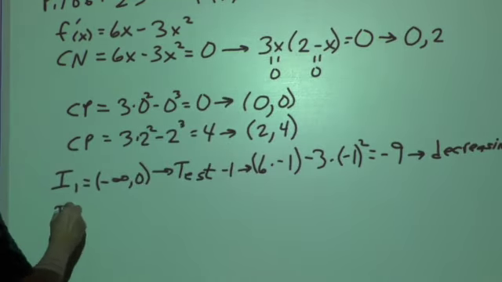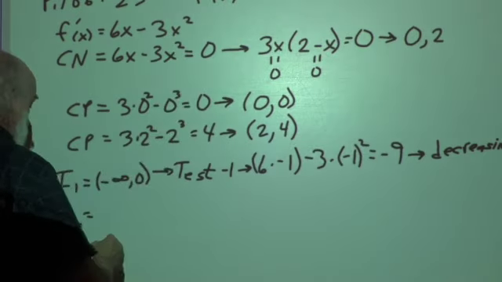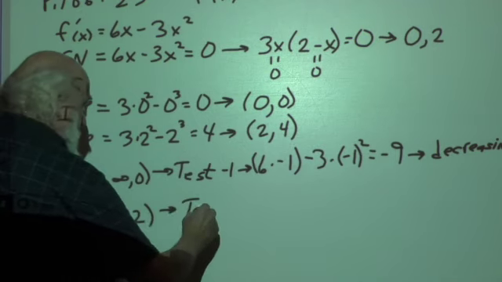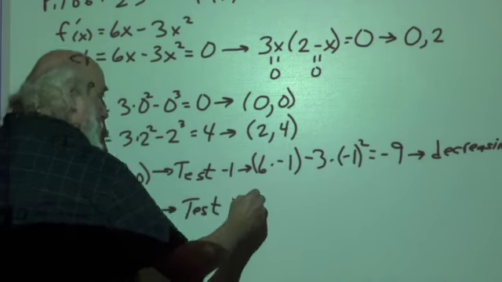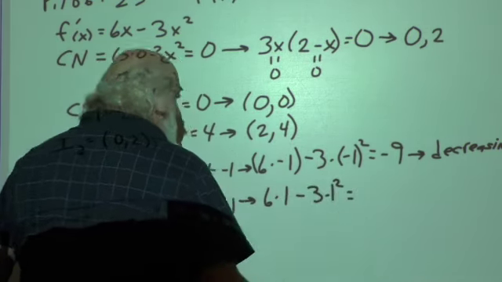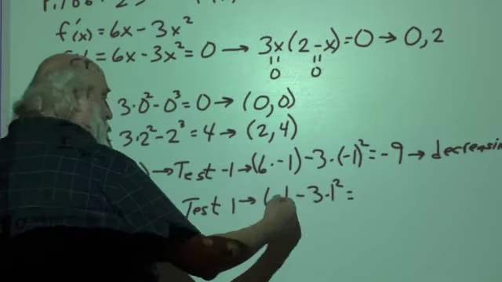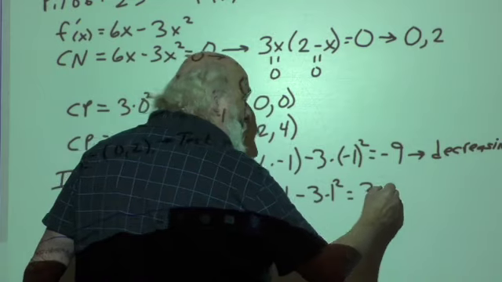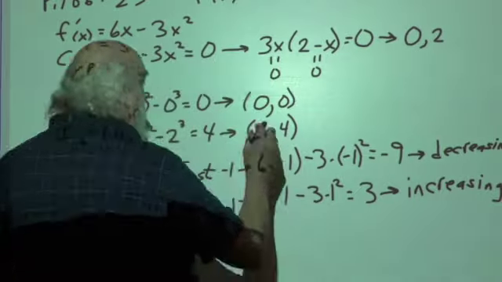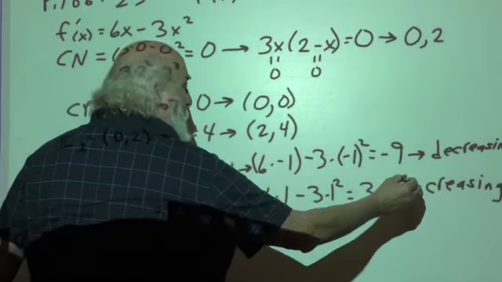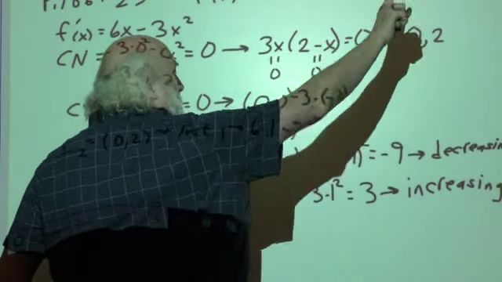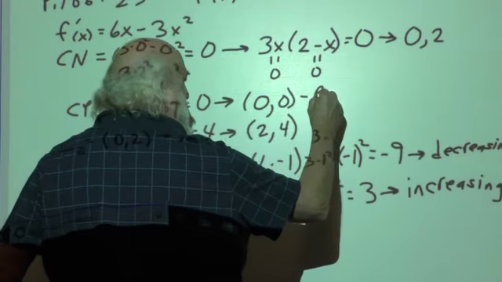The second interval is going to go from 0 to 2. So I'm going to pick 1 to test this. So this becomes 6 times 1 minus 3 times 1 squared. 6 times 1 is 6, 3 times 1 squared is 3, 6 minus 3 is 3. That is positive, so that means this is increasing. Now, that first critical point, 0, 0, is going to be between these two right here. Now, since we're going from decreasing to increasing, that's going to make that a relative minimum.